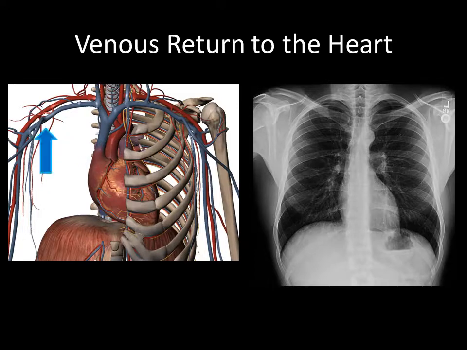If you're talking about a PICC, obviously it's peripherally inserted, and this arrow is pointing at the axillary vein, which goes to join and become the brachiocephalic or innominate vein, and of course into the superior vena cava.